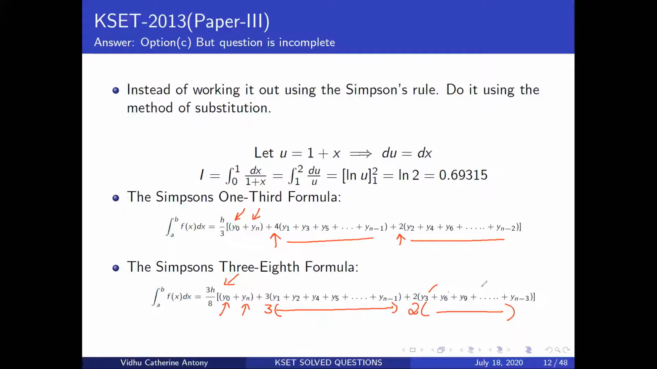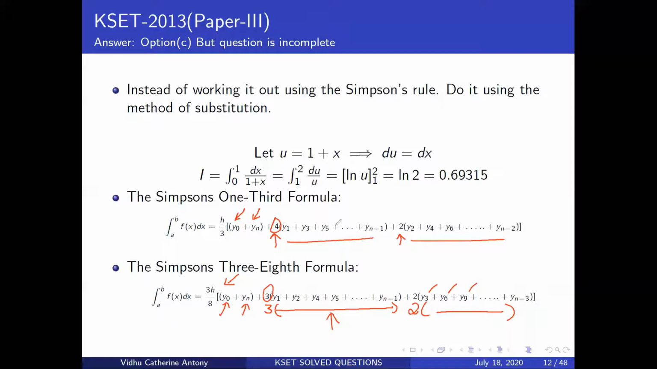So this is a 3, this is a 6, this is a 9, till about n minus 3. All the rest, which are not multiples of 3, come up here. Okay, and those are multiplied by 3. So let's compare these two. You have a 4 here, you have a 3 here. But these two are not the same.